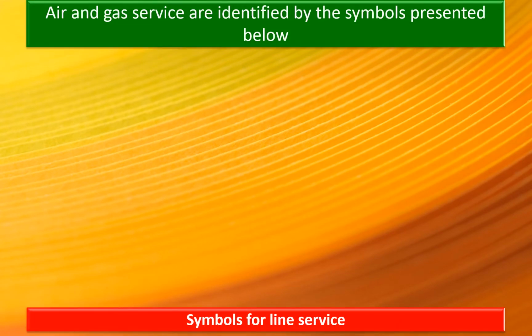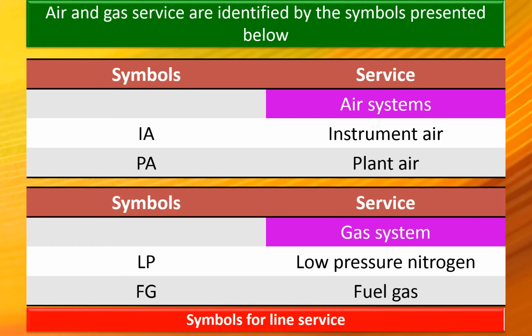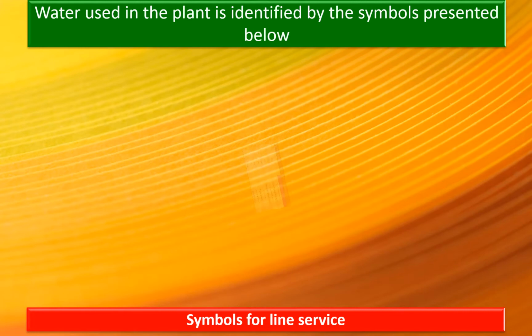Air and gas service are identified by the symbols presented below. IA, instrument air, PA, plant air, LP, low pressure nitrogen, FG, fuel gas.